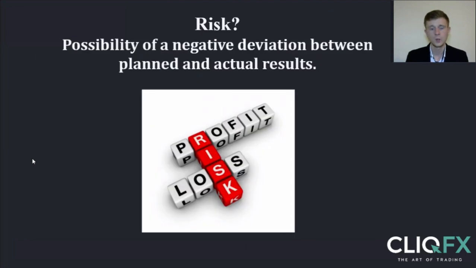After this definition, we have the word risk, and I will explain it. The risk is the possibility of a negative deviation between plan and actual results. What does it mean? For example, you're planning to make money, right? And your plan was 25 points, but somehow you didn't get it and you got minus 25 points, so you lost, and there was a risk.